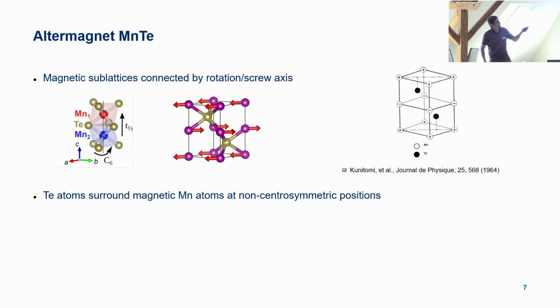As you can see, or as we try to illustrate here, the different manganese sublattices are actually not linked by translation, because translation symmetries are prohibited by the existence of these tellurium atoms which occupy non-central magnetic positions. Instead, the two sublattices are linked by a rotation/screw axis along this hexagonal C direction. And this actually makes this a realization of this class of ultramagnets.